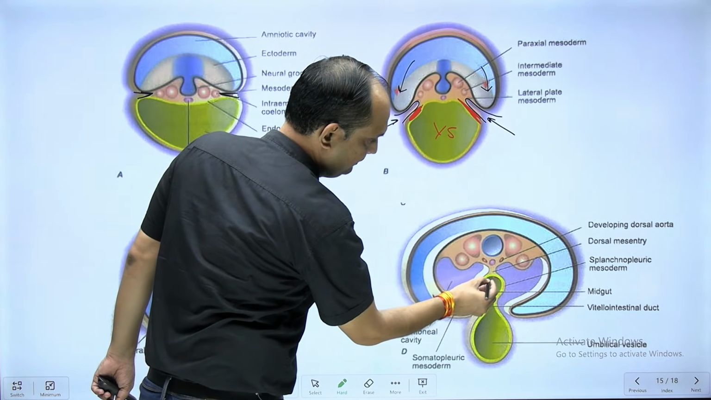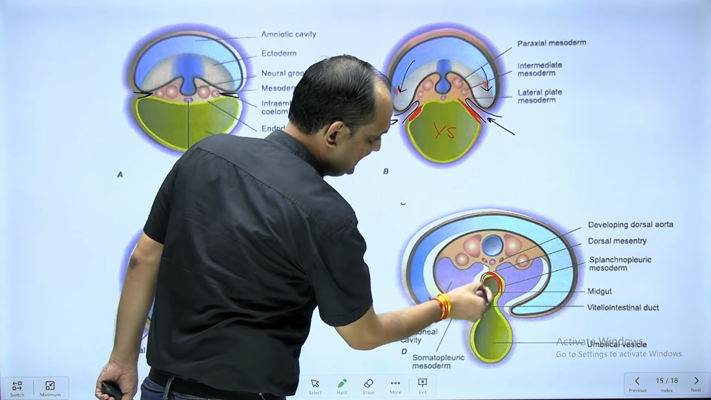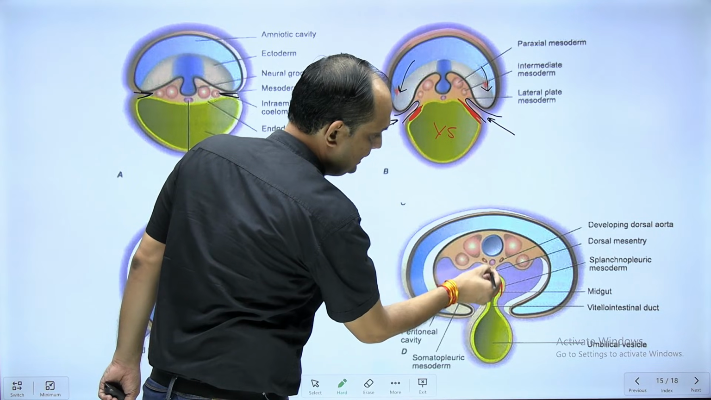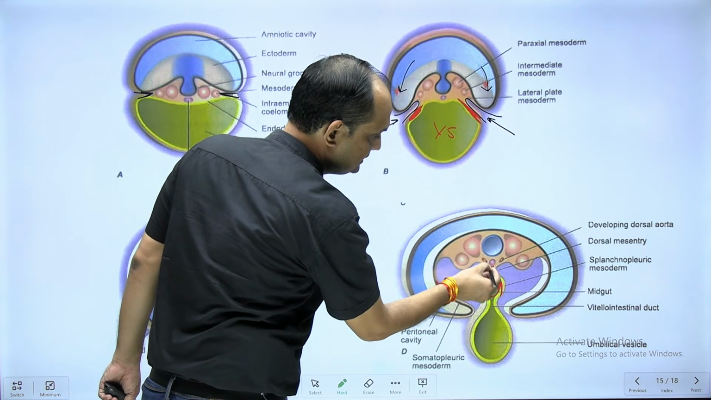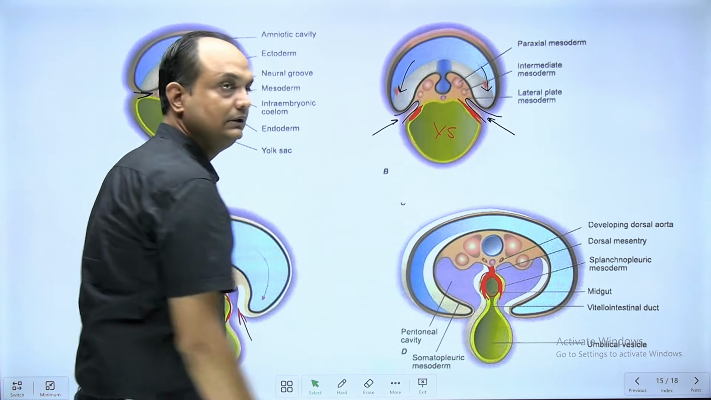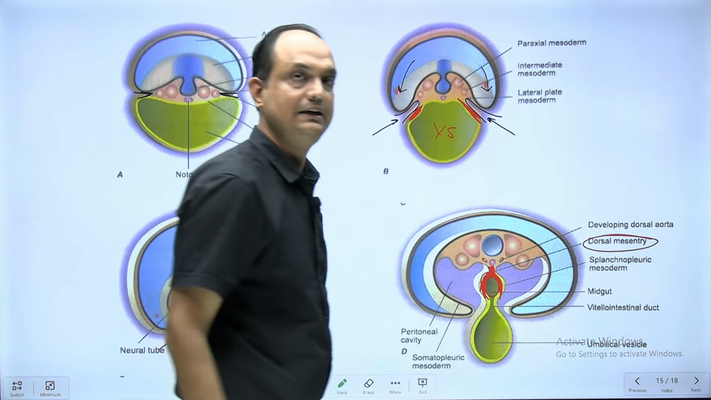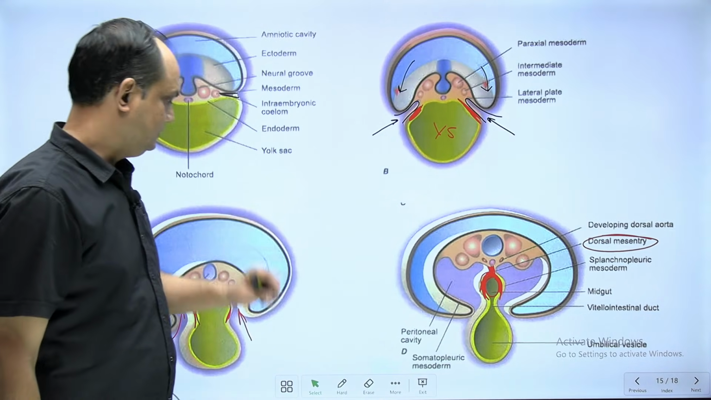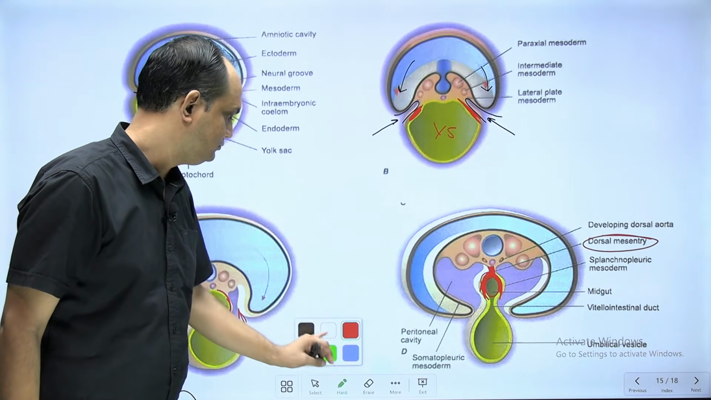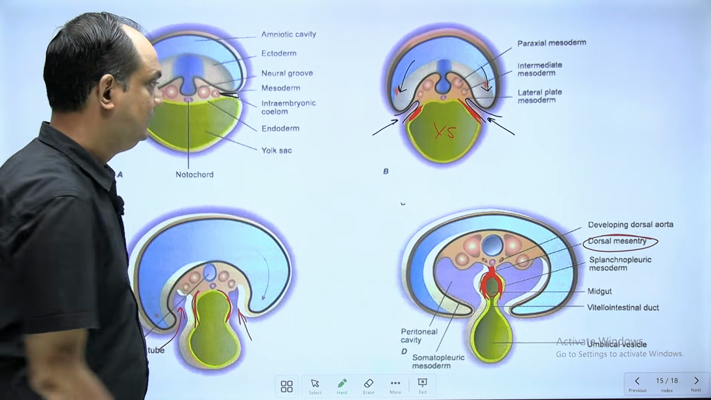This is the formation of the midgut, and now this splanchnopleuric layer of both sides continues with each other, and they are forming a suspension of this posterior part of the gut tube with the wall, and this is known as dorsal mesentery.